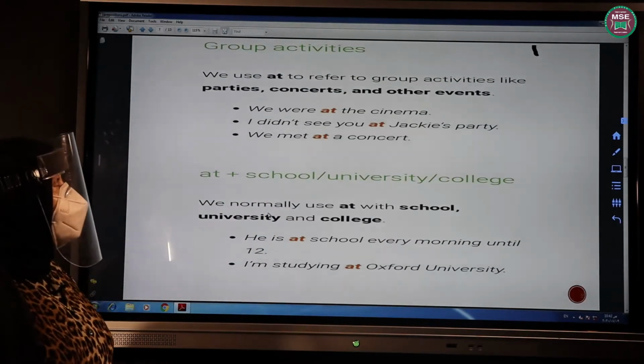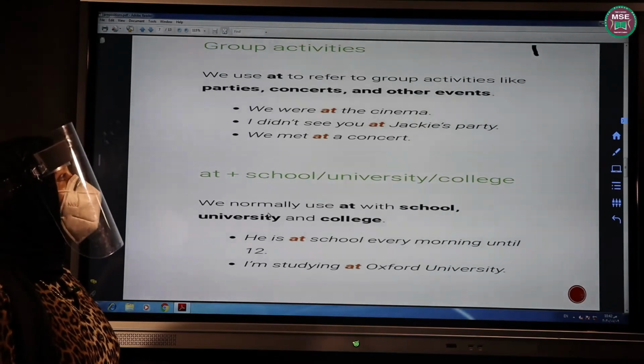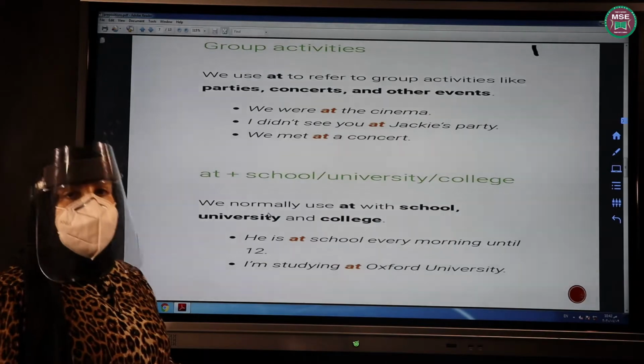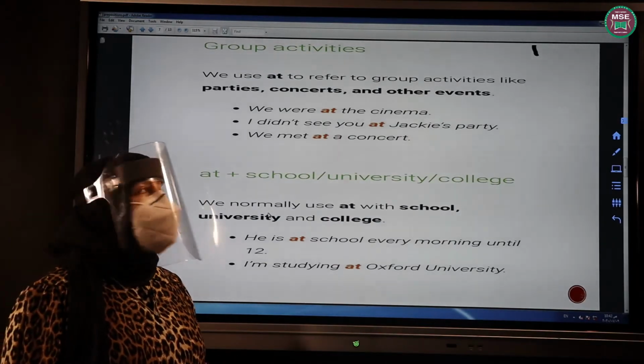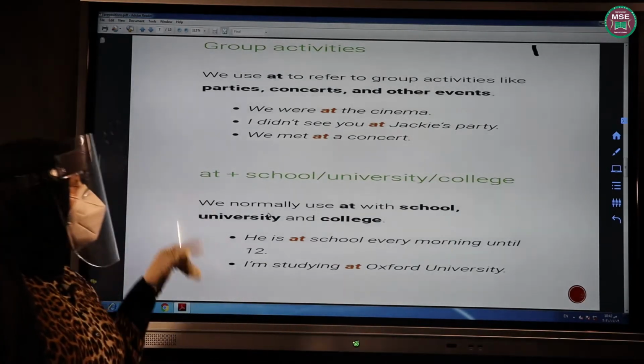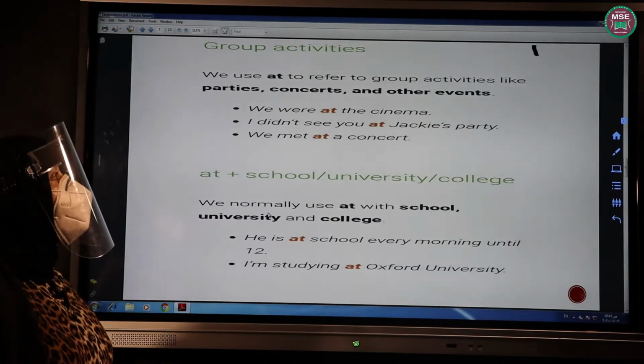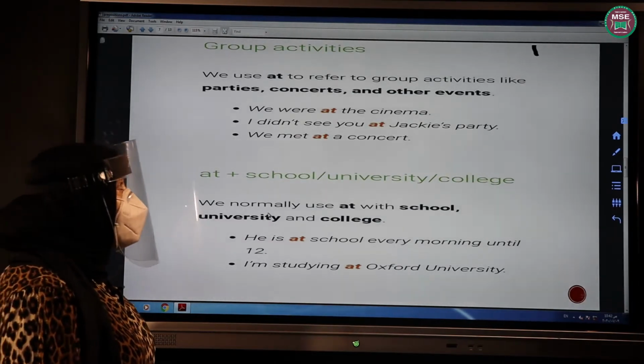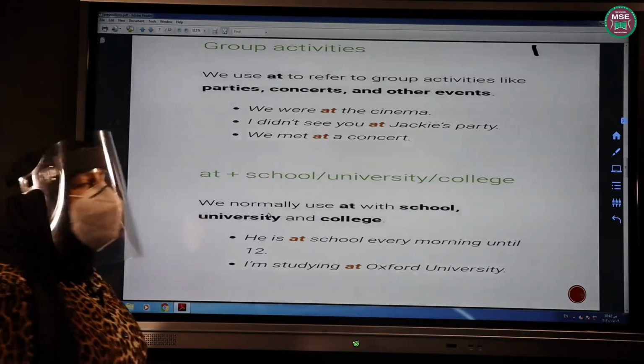Group activities. We use at to refer to group activities, like parties, concerts, cinemas, and any other events. These are some examples. We were at the cinema. I didn't see you at Jackie's party, and we met at a concert.